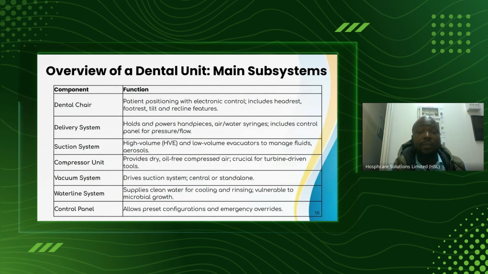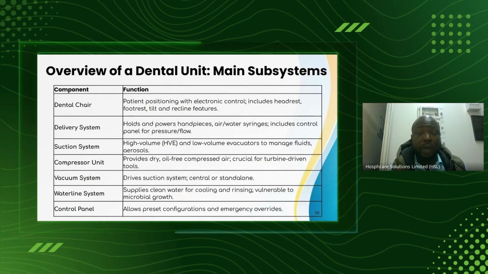And then we have what we call industrial or city council water. This water is normally connected directly to the cuspidor bowl or the spittoon bowl. It's normally used for rinsing. That is where it ends. It doesn't go beyond that.